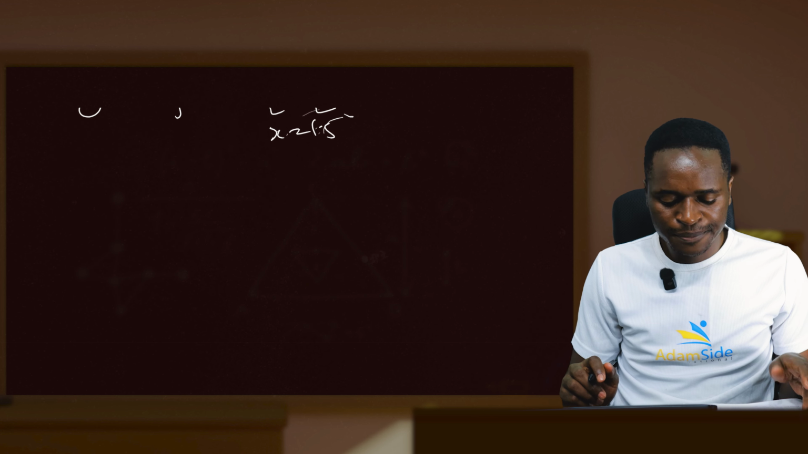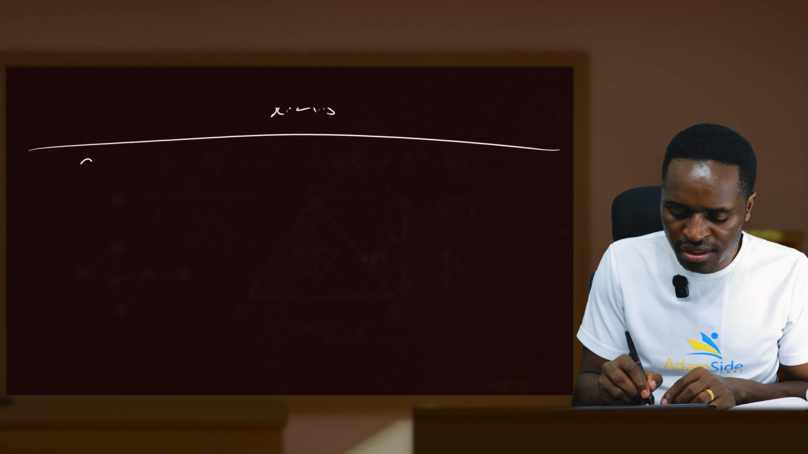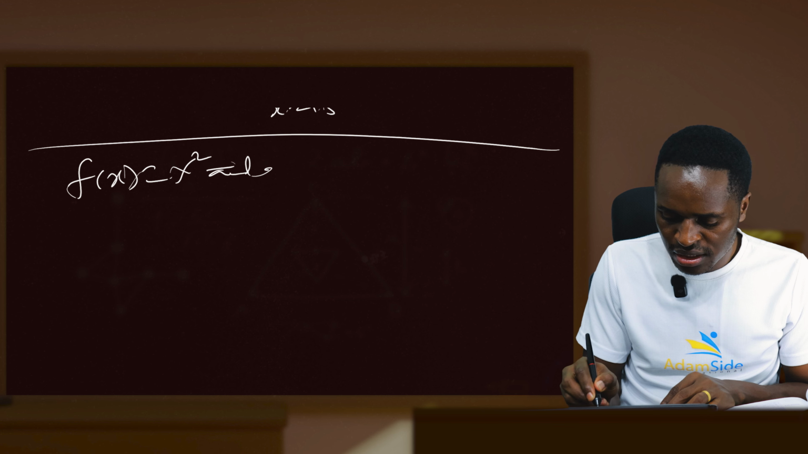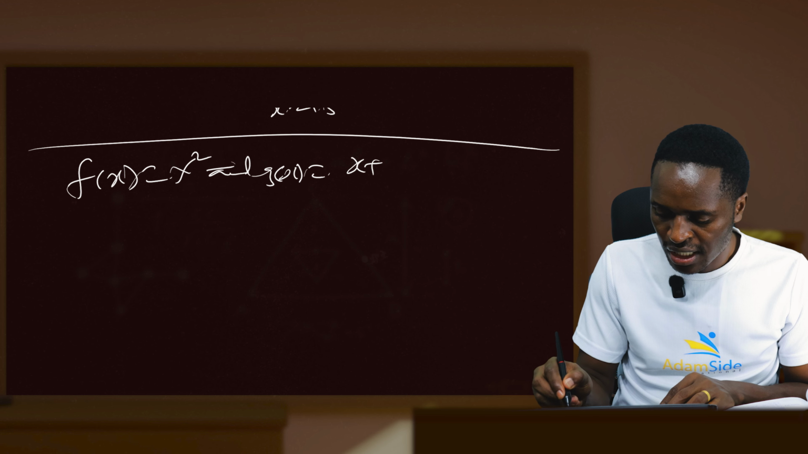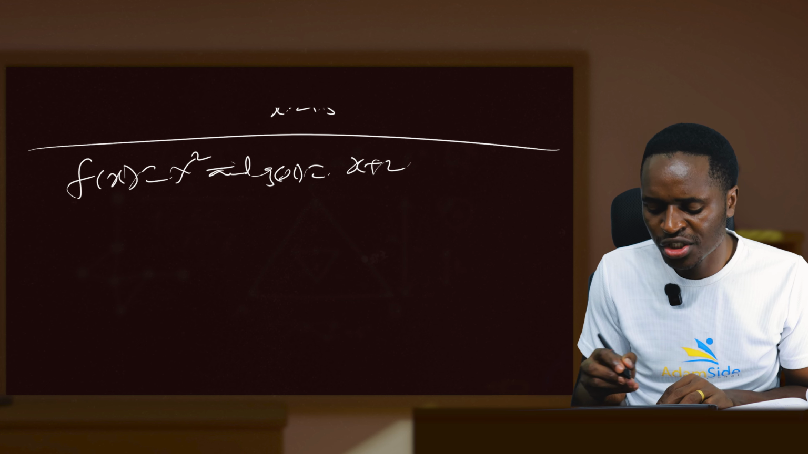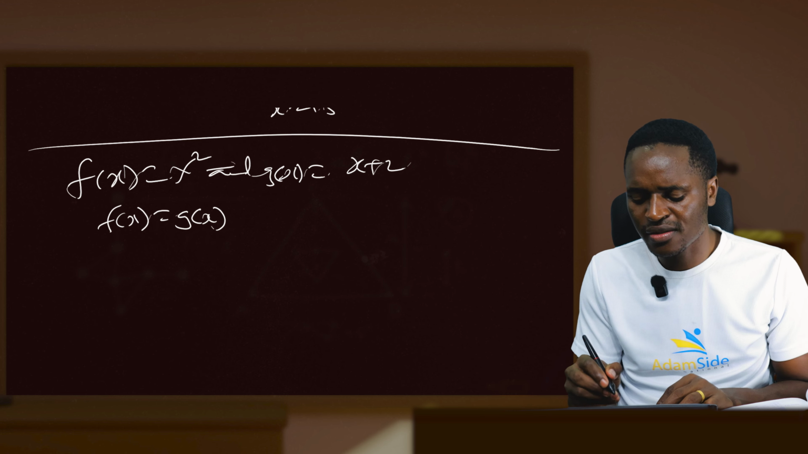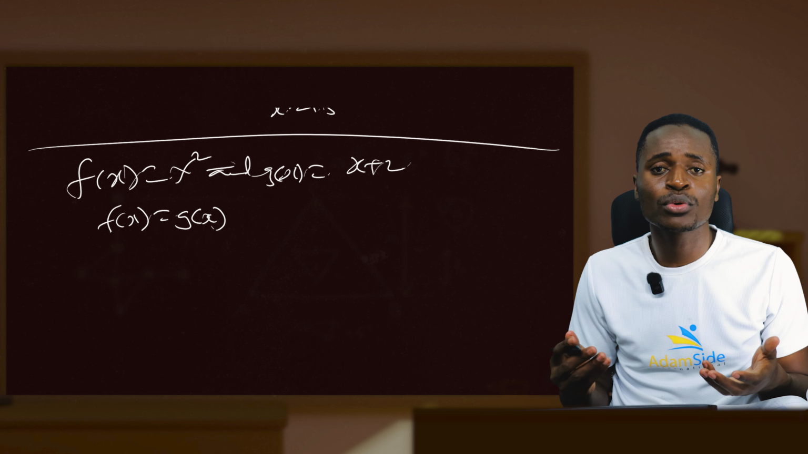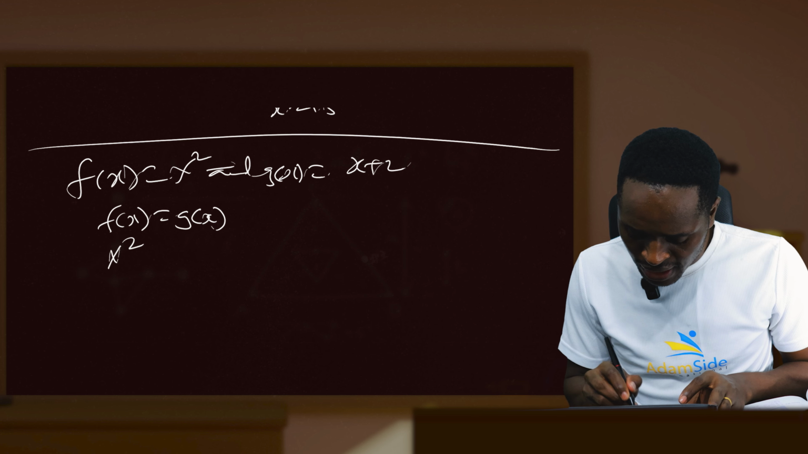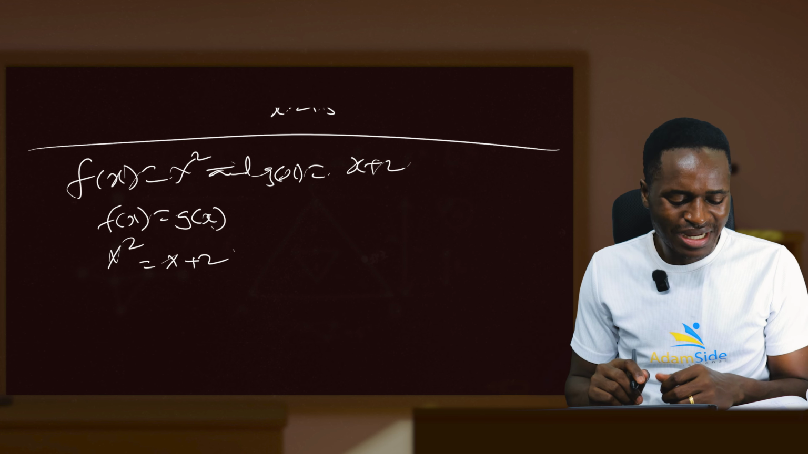Another concept, you are given the function f of x is equal to x squared, and g of x is equal to x plus 2. Then solve the equation f of x is equal to g of x. So I told you to solve the equation f of x is equal to g of x. This is very simple. f of x is equal to g of x. What are we supposed to do as dear candidate? It's very simple. You just take x squared, which is f of x, is equal to x plus 2. As simple as it is.